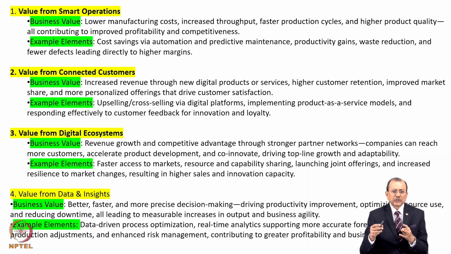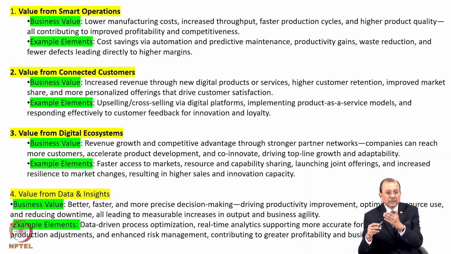Like value from smart operation: lowering manufacturing cost, increased throughput, faster production cycle, higher product quality, all contributing to improved profitability and competitiveness. So that is one of the important aspects. If we are using technology, if we are making investment in technology, we have to think about how it is bringing down the manufacturing cost, how it is increasing the throughput of your manufacturing, how our production cycle is improving. That is what we have to look for. We have to select the technology in such a way that we are able to achieve one or all of these kinds of business values.